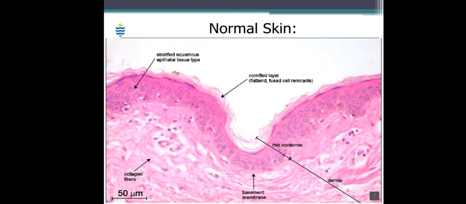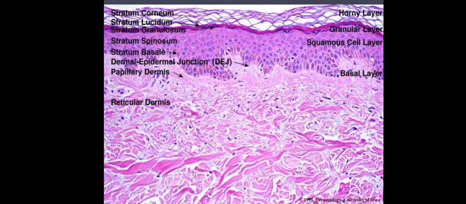So, before starting the topic, we'll just brush up through the normal histology of skin. You all know it contains two parts, that is epidermis and dermis. Epidermis is lined by keratinized, stratified, squamous epithelium, and it has got 5 layers, that is stratum corneum, lucidum, granulosum, spinosum, and basal. And in the dermis, it has a papillary dermis and a reticular dermis. So all these things are the basic aspects.